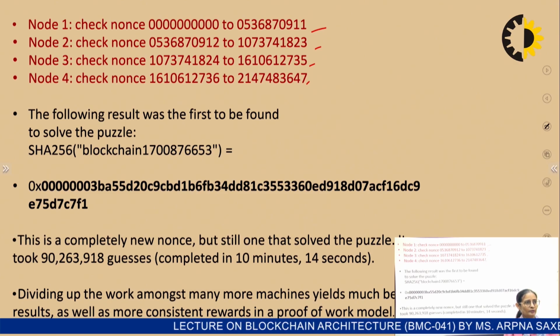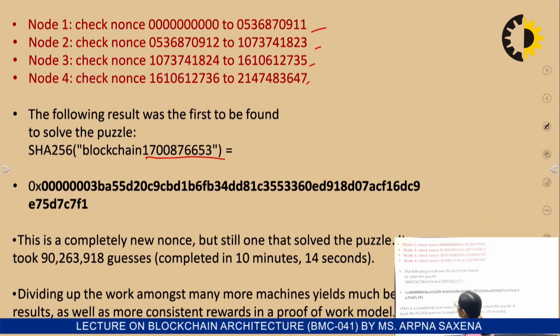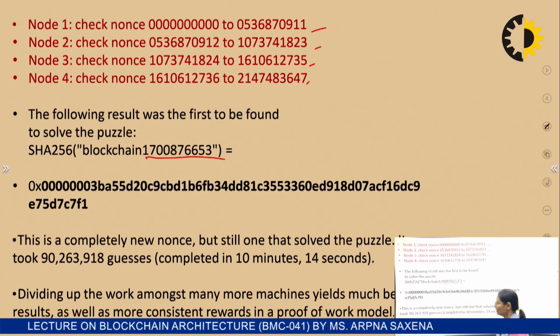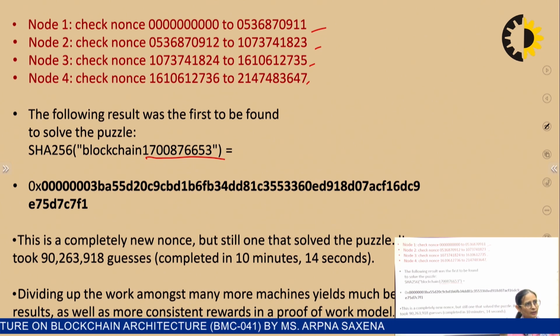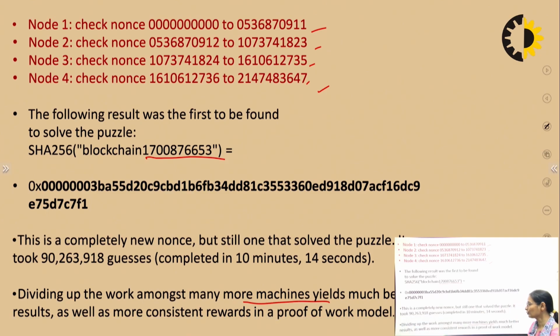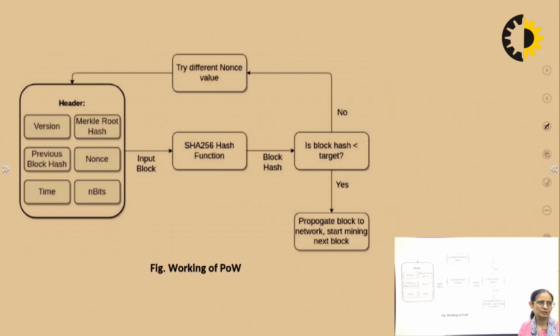So the result which we have seen has been found at this point, and suppose it is found by one of the nodes, that is node 4. Since we are working in parallel, the time got reduced. Dividing up the work amongst many more machines yields much better results as well as more consistent rewards in a proof of work model. So this is the working.